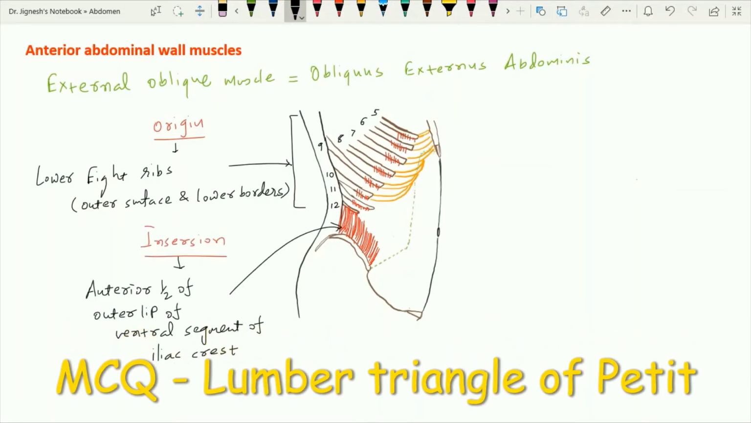The posterior border of this external oblique muscle is free, and it forms the lumbar triangle of Petit along with the latissimus dorsi. So this is the muscle of the latissimus dorsi, and this forms the lumbar triangle of Petit somewhere here, which is formed by the external oblique muscle, latissimus dorsi, and the iliac crest.